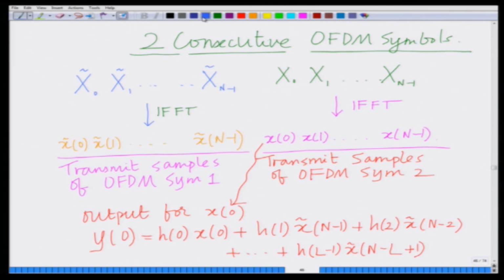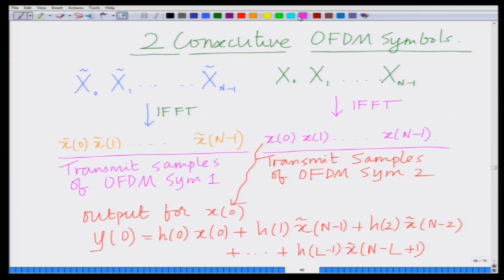Now, if you look at this received OFDM symbol, you can see that y of 0 equals h of 0 times the sample small x 0 plus h of 1 times the previous sample, but the previous sample comes from the previous OFDM symbol, that is x tilde of capital N minus 1, plus h of 2 times x tilde of capital N minus 2, so on and so forth, h of L minus 1 times x tilde of n minus L plus 1. Therefore, for the sample small x 0, there is interference from the samples x tilde n minus 1, x tilde n minus 2, so on, x tilde n minus L plus 1 from the previous block. Therefore, there is inter-block interference.